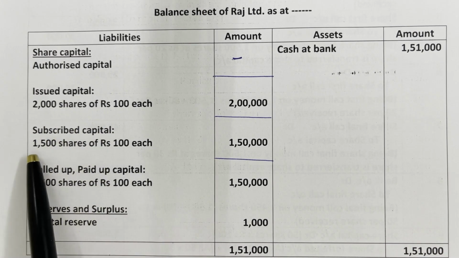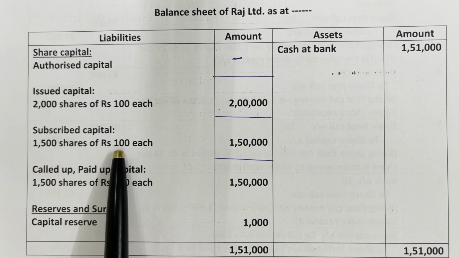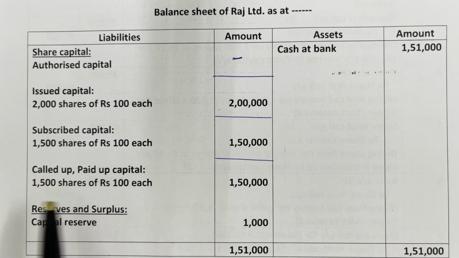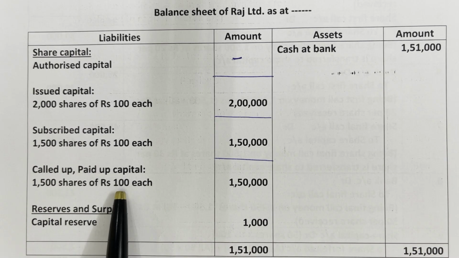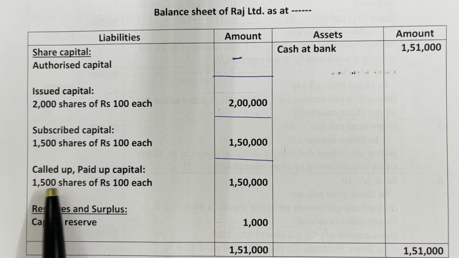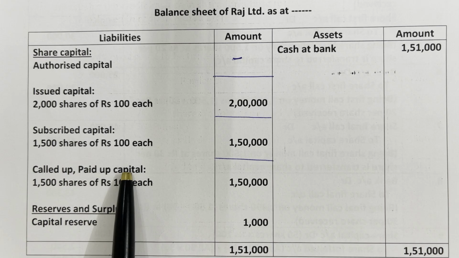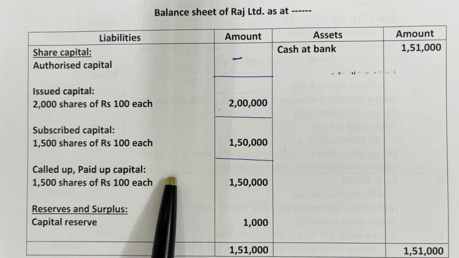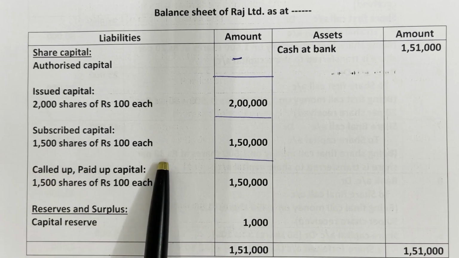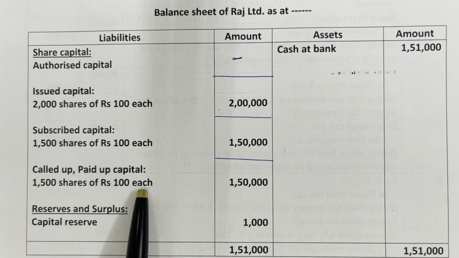Subscribed capital, public applied for 1,500 shares. So subscribed capital is 1,500 shares at the rate of 100 rupees each, 1,50,000. Called up, paid up capital. Called up capital, total 100 rupees called in current year only. Therefore, called up capital is 1,500 shares at the rate of 100 rupees each, 1,50,000. Paid up capital: even though calls in arrear is there on 50 shares, these 50 shares are reissued and the face value of reissued shares 100 rupees means finally there is no calls in arrear. Therefore, paid up capital is also same, 1,500 shares at the rate of 100 rupees each.